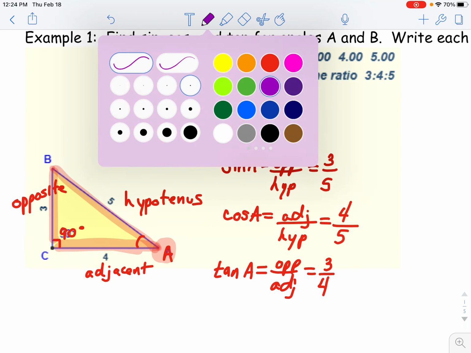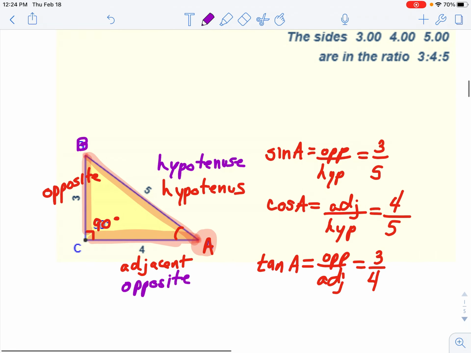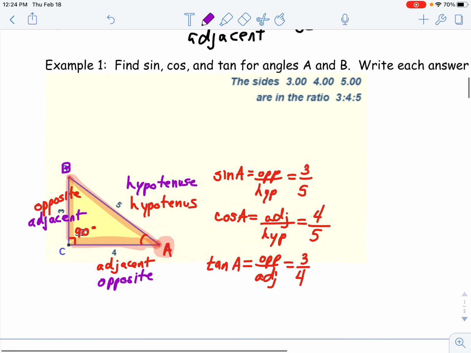All right, now we're going to do the same thing, but we're going to do it for angle B. So notice how some things change once we're now looking at angle B. The hypotenuse does not, though. The hypotenuse is always the hypotenuse. All right, 4 now is the opposite side. It does not touch angle B. And then this side now is the adjacent side. So the opposite and adjacent sides swap.